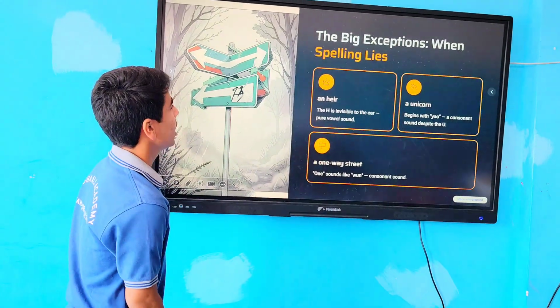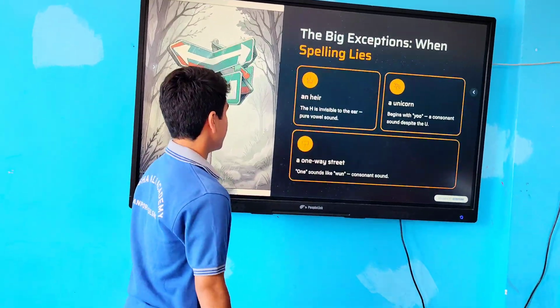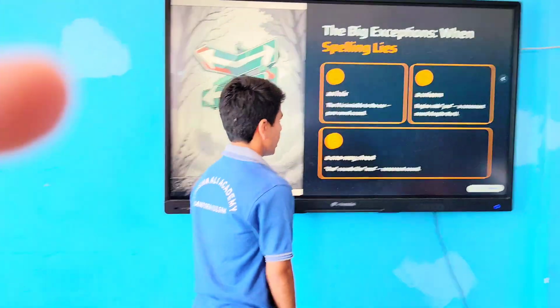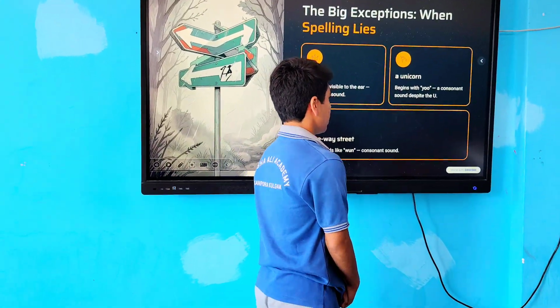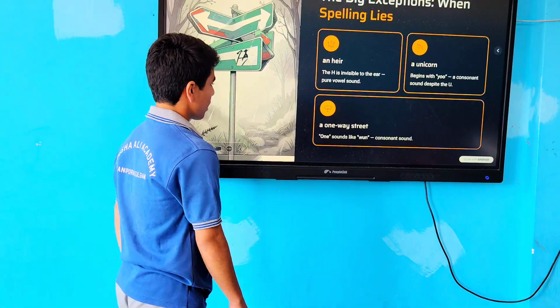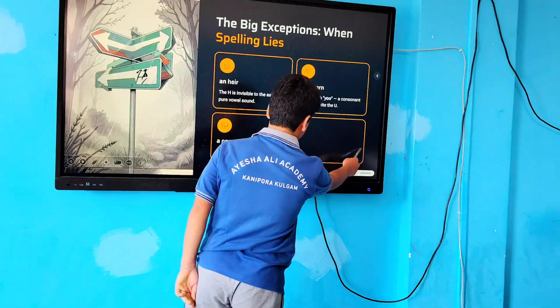The big exceptions, when spelling lies. An hour, here the H is invisible to the ear, a pure vowel sound. A unicorn begins with U, a consonant sound despite the U. A one-way street. One sounds like won, so it's also a consonant sound.